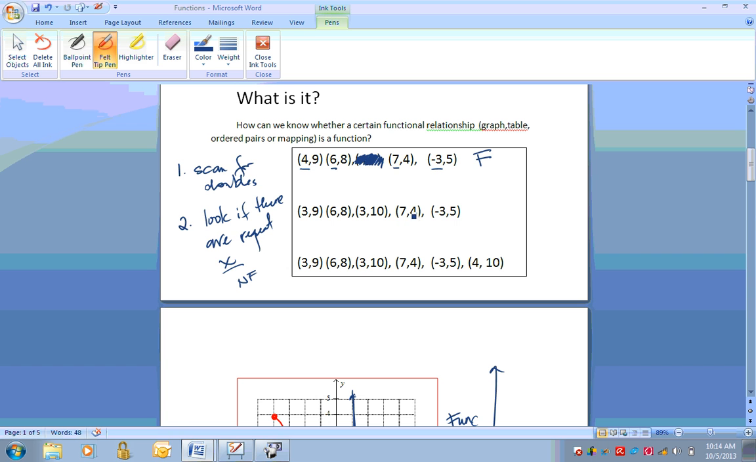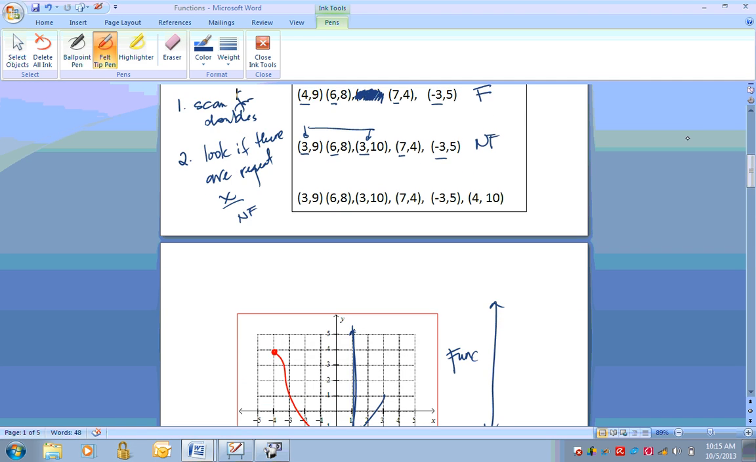Look at the next one. (3,9), (6,8), (3,10), (7,4), (-3,5). I look at it. I don't see anything repeating, so I can't get rid of anything. Then I look at the x values. 3, 6, 3, 7, -3. Okay, I see 2 repeating x's. That means that this is not a function, because now look what happened here. Based on my illustration, button 3 gave me number 9 and button 3 gave me number 10. Unreliable. Same button giving me 2 different outputs. Not good.